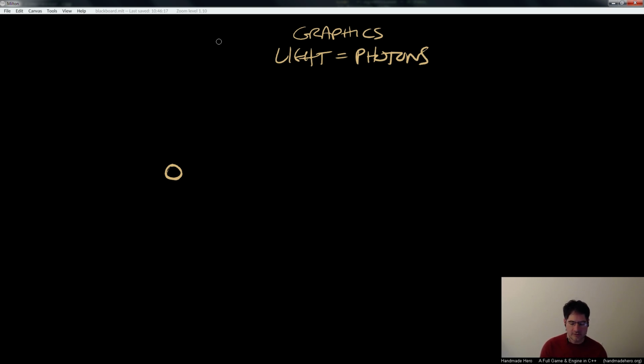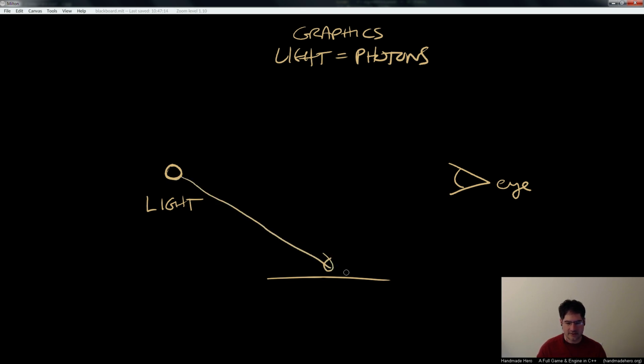When it hits something, there's a percentage chance that photon will be absorbed, and there's a percentage chance that photon will be bounced out, right? And again, this is not trying to make a statement about quantum mechanics. It's just trying to make a statement about the parts we need to think about for graphics. So typically what happens is we have a light, right? And we have an eye. And what we want to know is photons that came out of the light source, they hit something, right? They bounced off and they hit our eye.